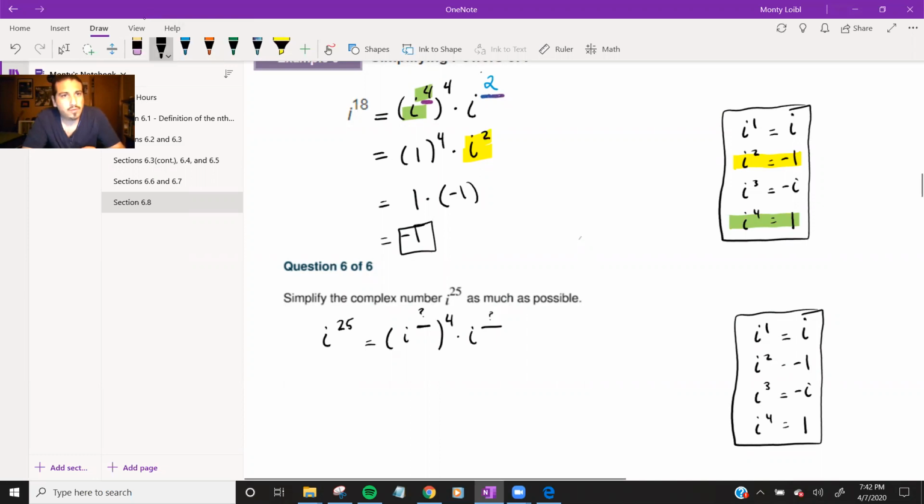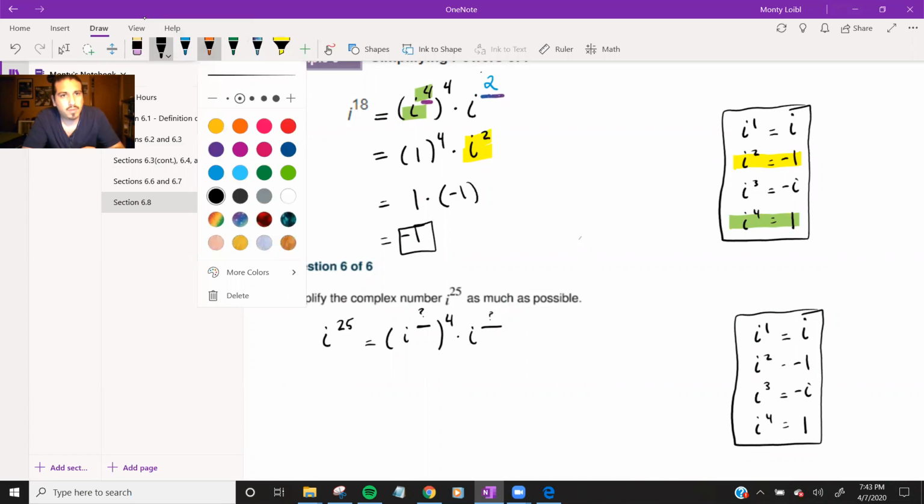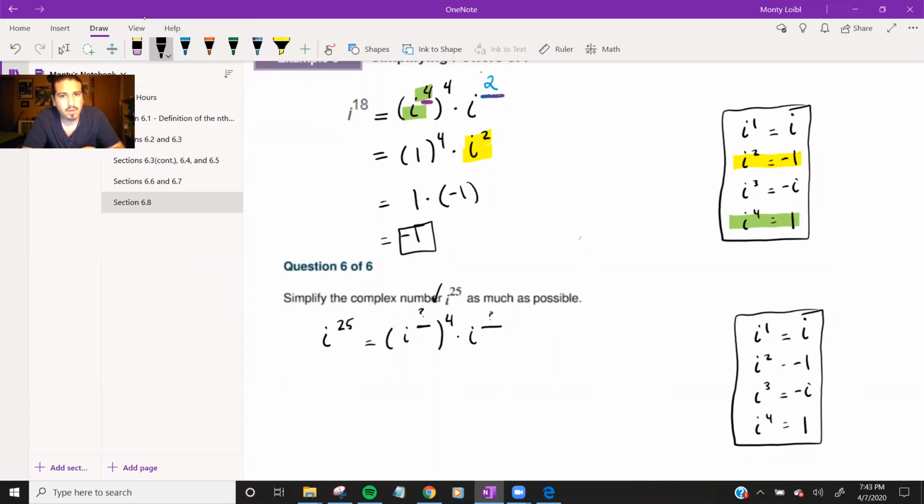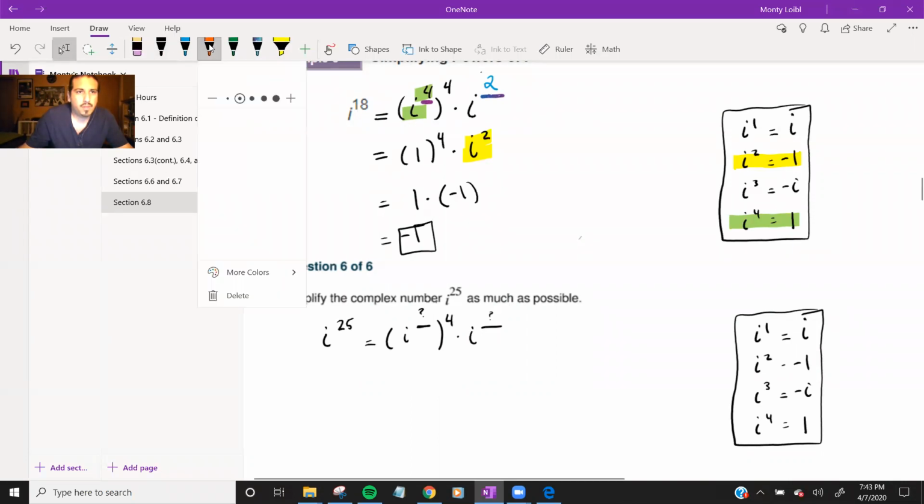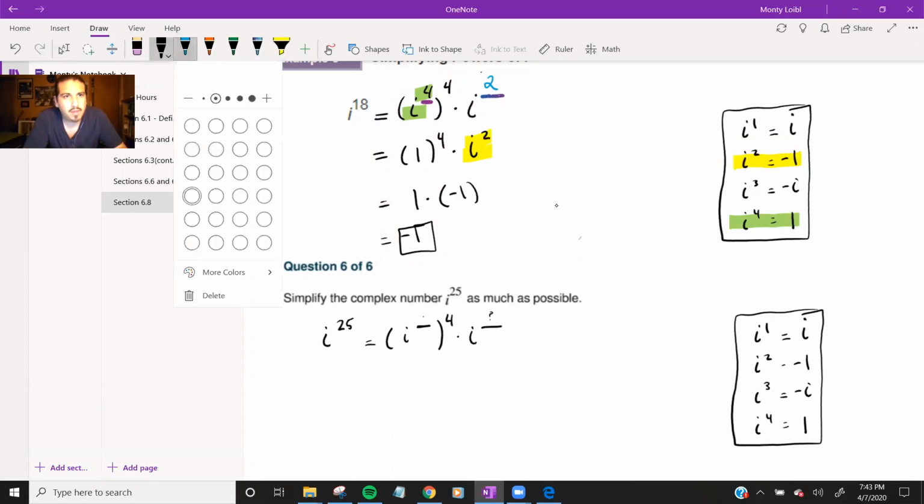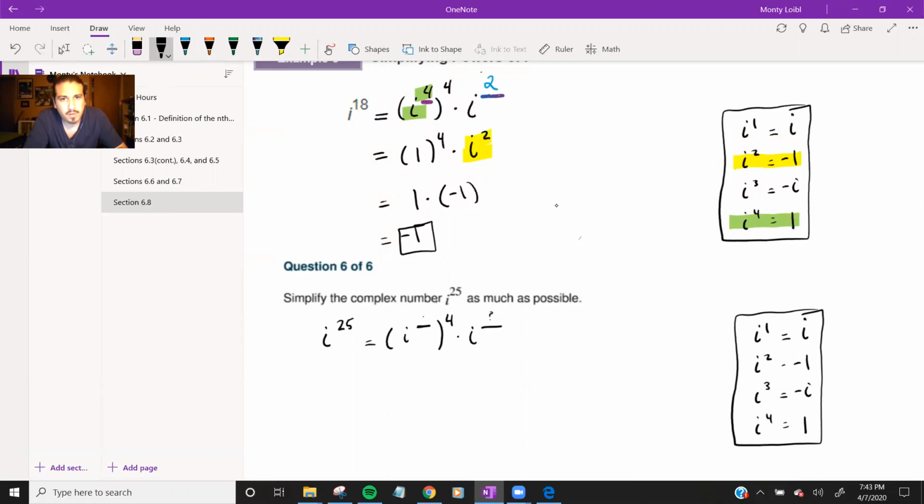So that's not orange. So the number, oh gosh, yeah, I don't know why it's not working. Okay, whatever.